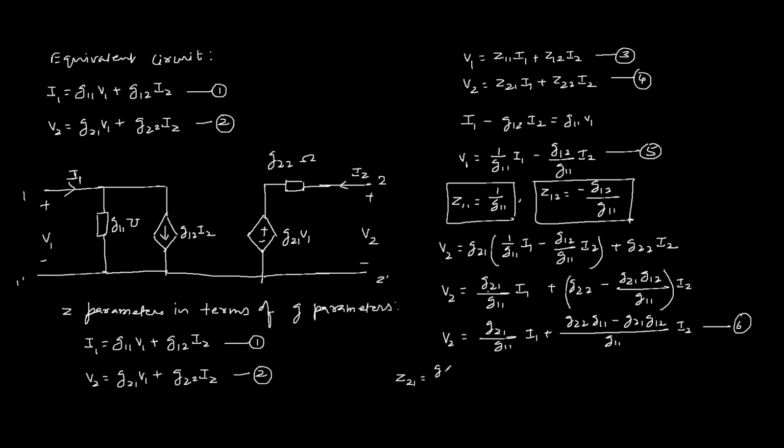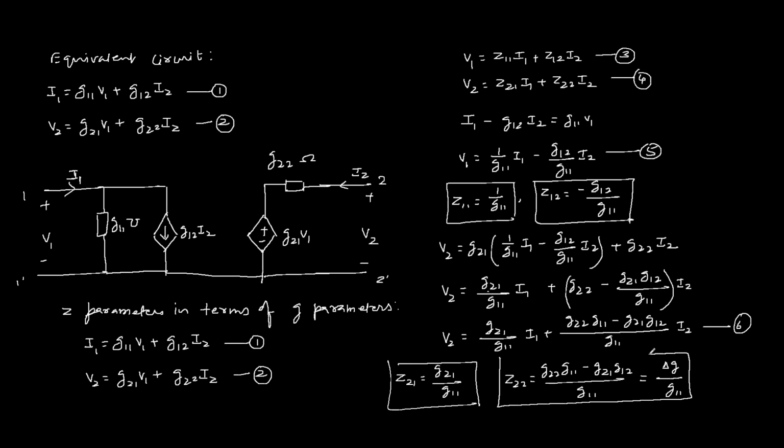So by comparing equation 4 with equation 6, we can write Z21 equal to G21 over G11 and Z22 is G22 into G11 minus G21 into G12 over G11, and G22 into G11 minus G21 into G12 is nothing but the determinant of G matrix denoted by del G, and in denominator we have G11. So this is, in fact, Z22 in terms of G parameters.